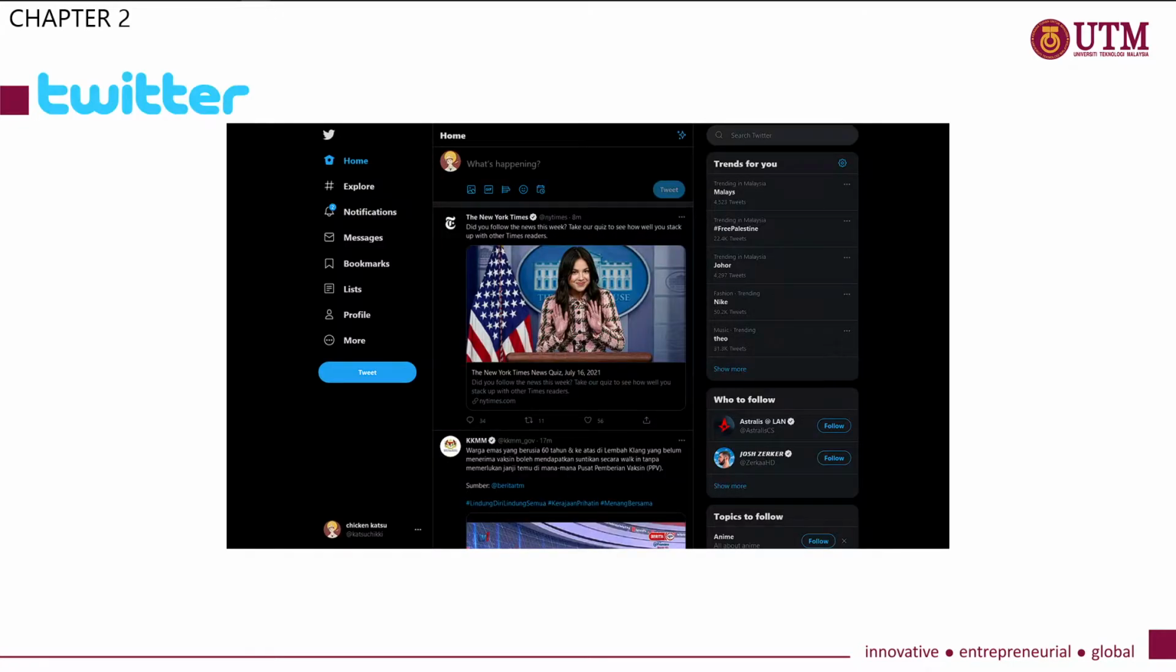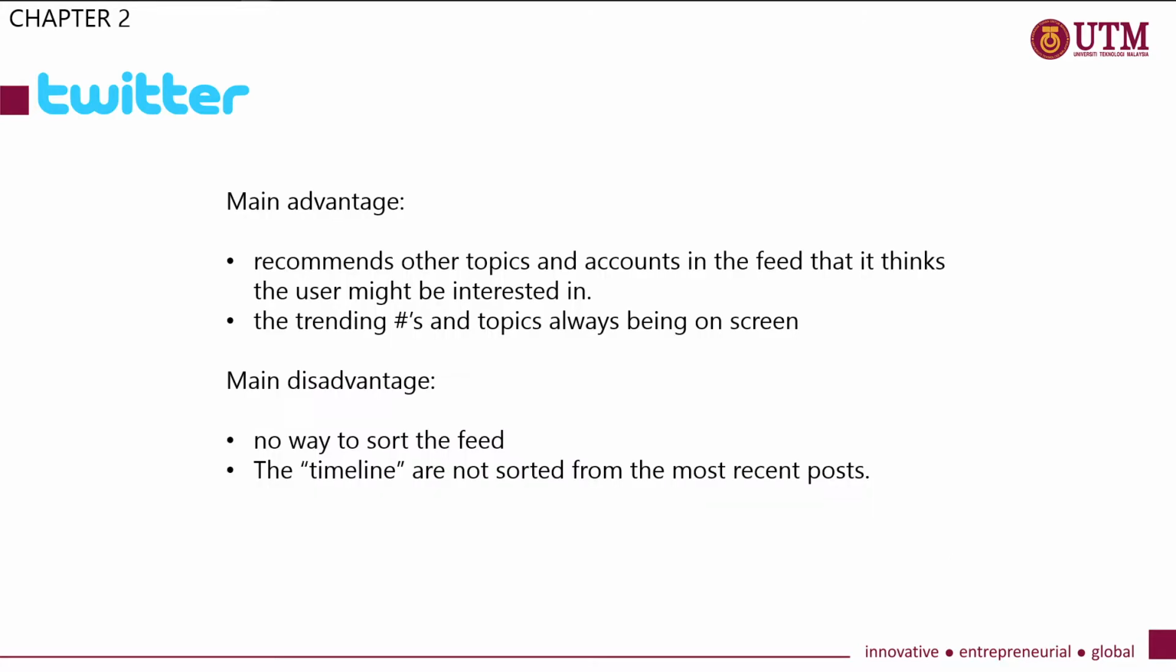Next, Twitter is a microblogging and social media service where users post and interact with posts known as tweets. The main advantage here is that Twitter recommends topics and accounts in the feed that it thinks the user might be interested in. And trending hashtags and topics always being on screen is also a great thing to have when browsing through. The negative part about Twitter is that there is no way to sort the feed. Users are stuck with what the system shows. This gets even more confusing when the feed, dubbed the timeline, is not sorted from the most recent post.